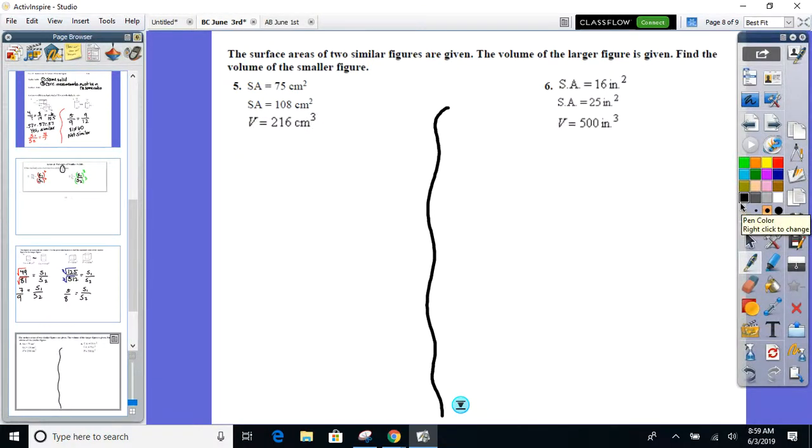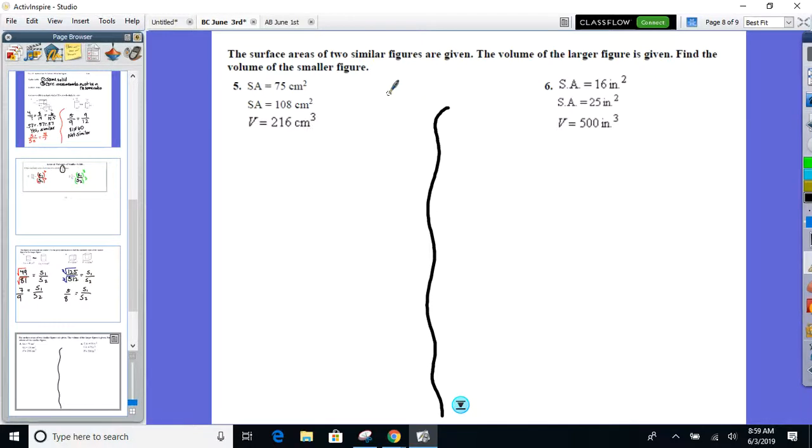All right, here's the part now. Two figures are similar. I'm going to give you the surface areas of both of them, the volume of one of them. What's the volume of the other? Well, I can't do this. I'll tell you what, I can't do this. 75 over 108 equals, what's that, 216? That's the volume of the larger one given. So I can't do this.